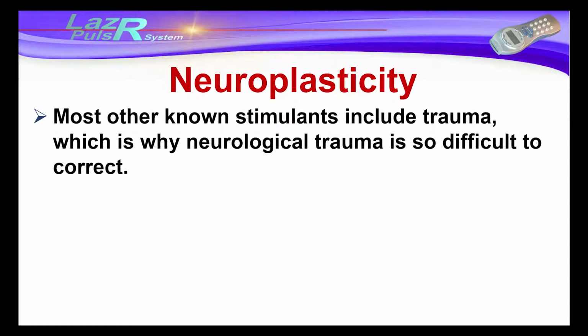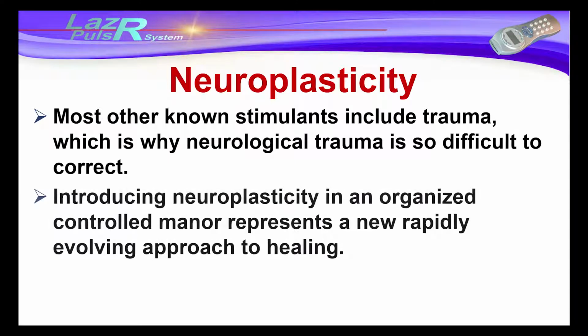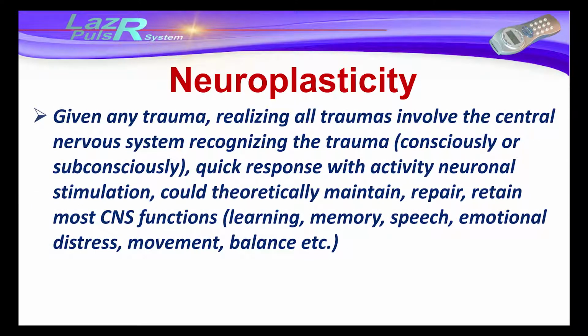Another known stimulant is trauma, which is one reason why neurological trauma is so difficult to correct. Introducing neuroplasticity in an organized, controlled manner represents a new, rapidly evolving approach to healing the central nervous system. Given any trauma, realizing all traumas involve the central nervous system, recognizing that trauma, consciously or subconsciously, quick response with active neuronal stimulation could theoretically maintain, repair, and retain most central nervous system functions such as learning, memory, speech, emotional distress, movement, balance, and so on.